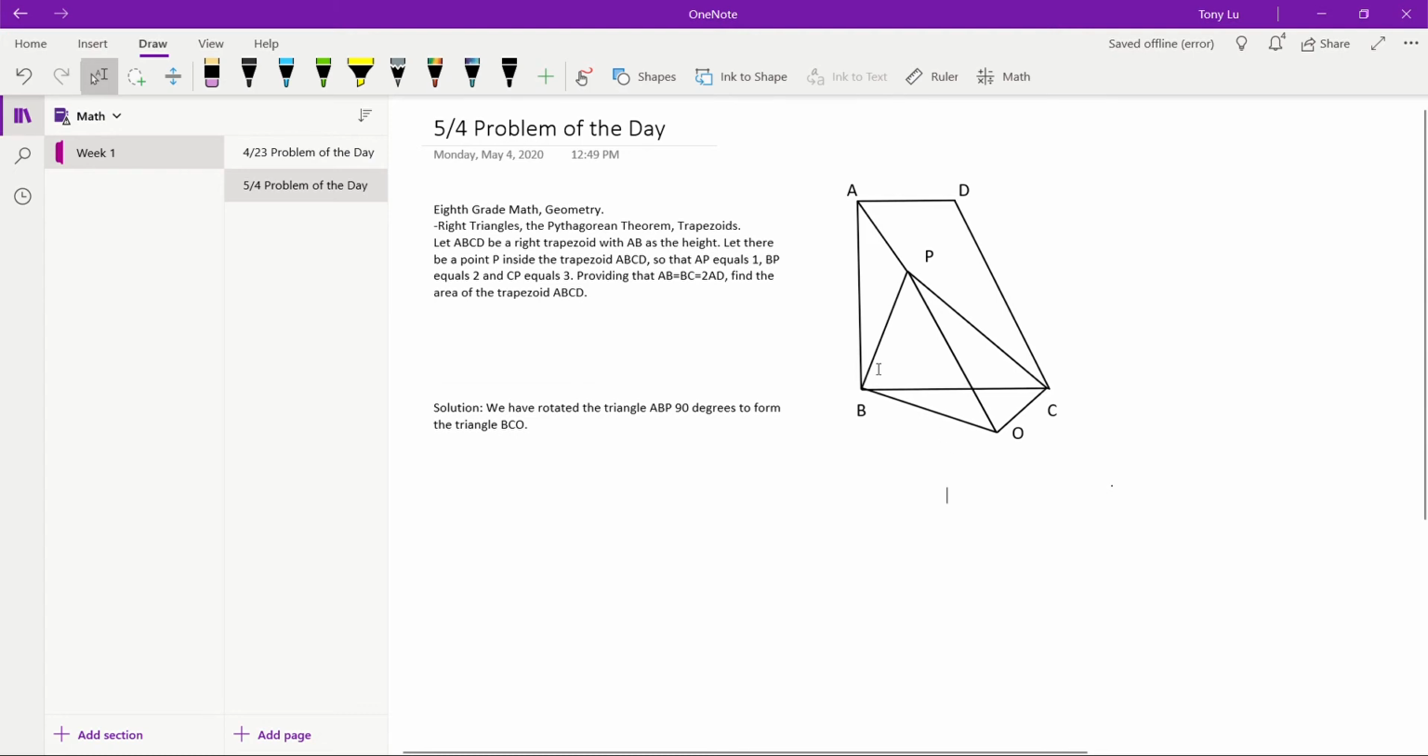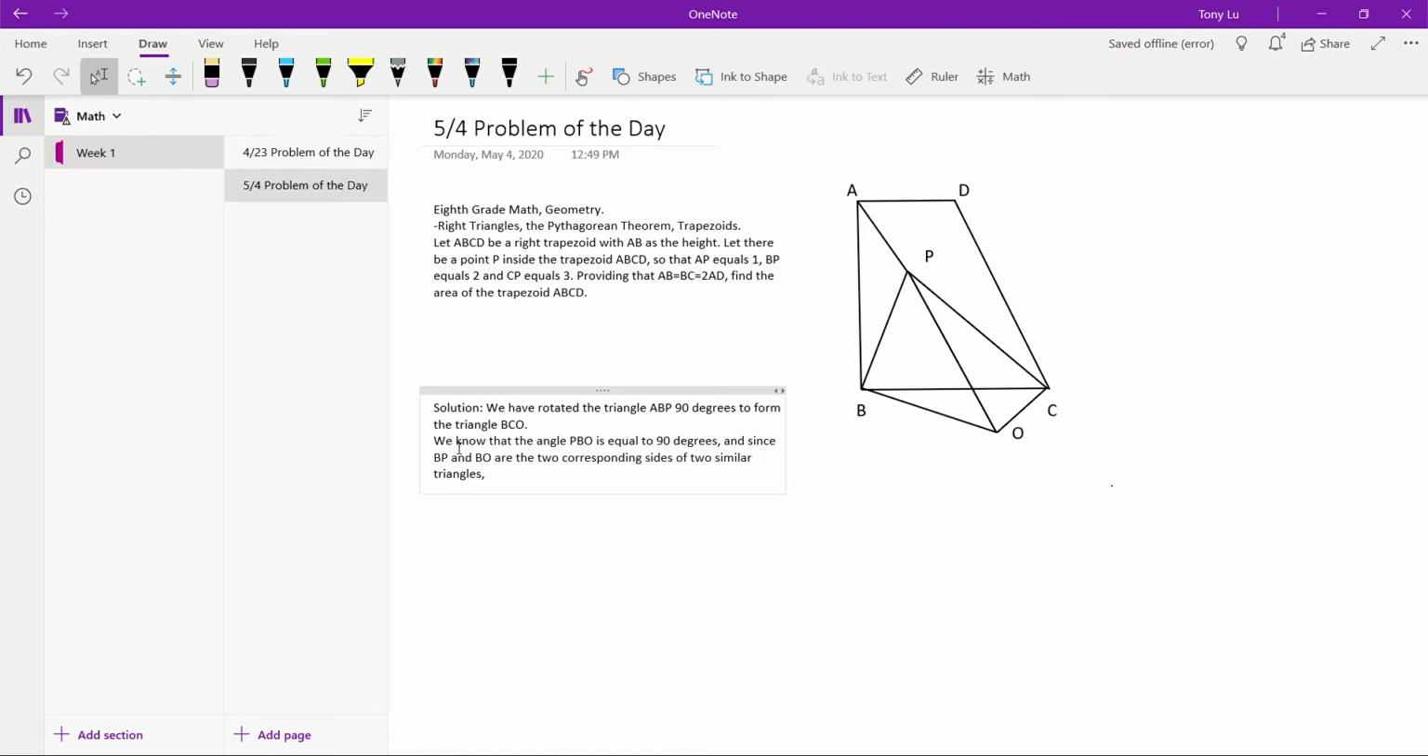So now we know that the angle PBO is equal to 90 degrees, and since BP and BO are the two corresponding sides of two congruent triangles, which are BCO and ABP, we know BP equals BO equals 2.